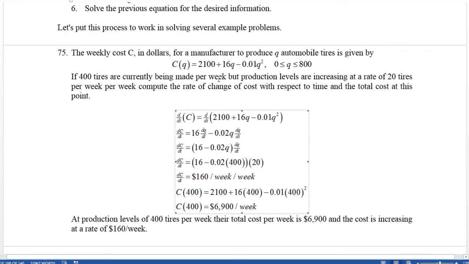We're only talking about 1 week at a time here. So C is the weekly cost, so it's dollars per week. C prime then would be dollars per week.